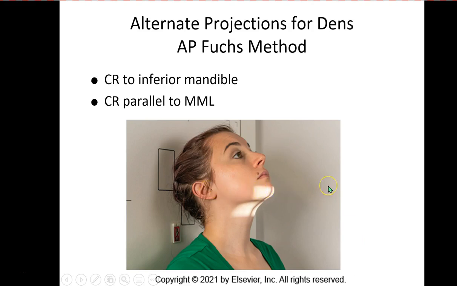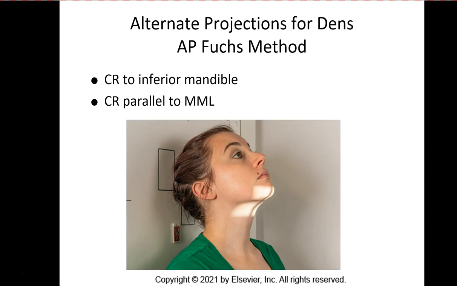That line should be perpendicular to the image receptor, or as close to perpendicular as you can get. Okay, the central ray should then be angled to be parallel to the mental-meatal line. So for example, let's say your patient can't extend their chin up this much. They can't get mental-meatal perpendicular. Then you would put on a cephalic tube angle to match that line.